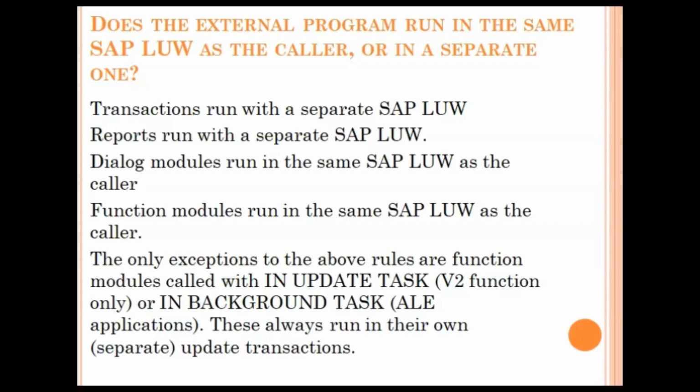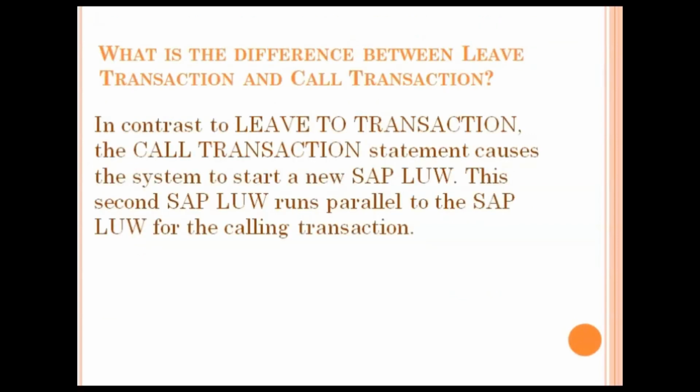The only exceptions to the above rules are function modules called with update task V2 function only or in background task, and ALE applications. These always run in their own separate update transactions. What is the difference between leave transaction and call transaction?